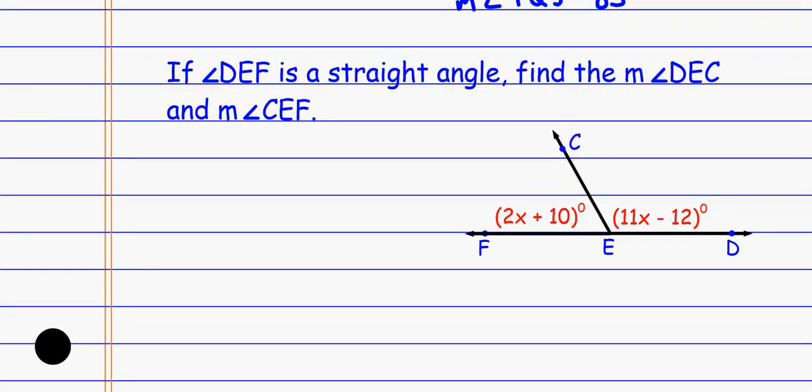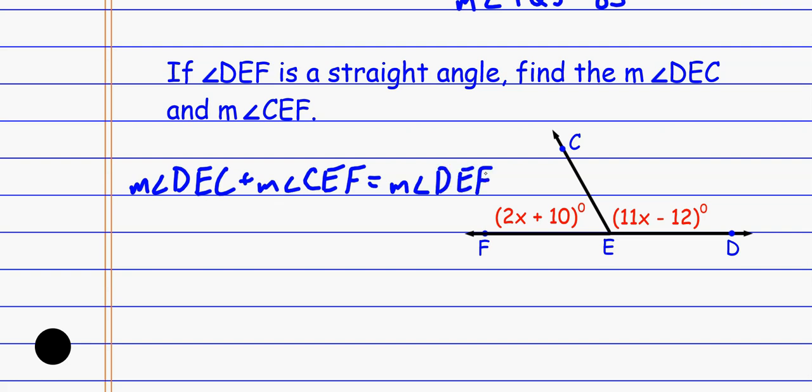If I look at the next one, same kind of thing. It says if angle DEF is a straight angle, find the measure of DEC and the measure of CEF. So once again, the angle addition postulate just says the two smaller things add up to the whole thing. So the measure of angle DEC plus the measure of angle CEF equals the measure of the whole thing, the measure of angle DEF. The two pieces add up to the whole thing.